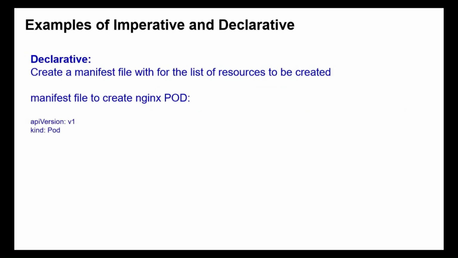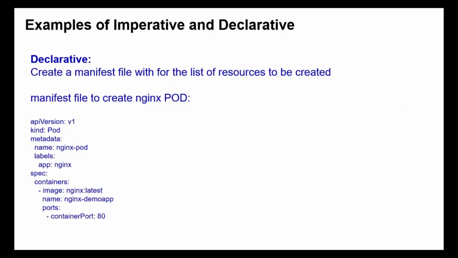For example, if I want to create a pod, this is how the manifest file looks. First, I'm defining an API version, then kind is equal to Pod, then metadata, where I'm giving the name of the pod, and under the labels, I'm giving the app name. Under the specifications, I'm defining the containers and the image that it has to download from Docker Hub. All these things I'm creating as part of the pod manifest file. The name of the pod is also nginx-demo app, and I'm going to expose the pod on port 80. This is how we create a manifest file in order to create a pod.